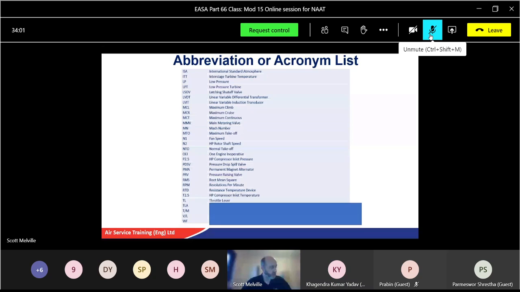And TM. A bit of a weird one. Torque motor, yeah. And V/L. Again, like vapor liquid, yeah. And the last one, WF. Beautiful, yeah, good. Good stuff.